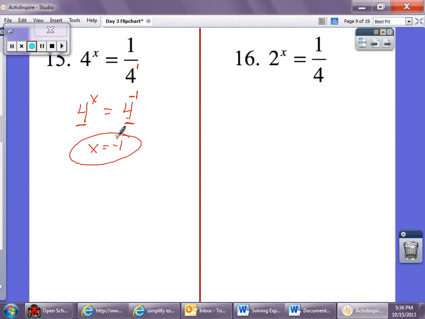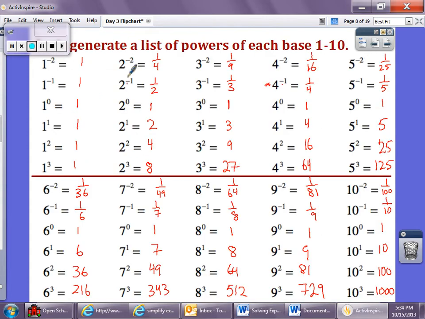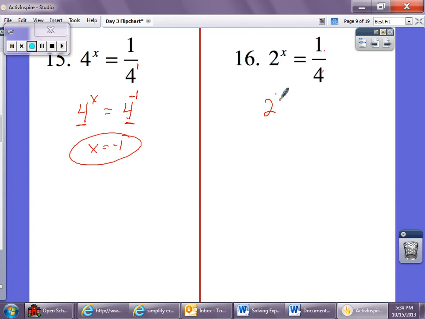So once again, we have 1/4. But this is a base of 2. So we don't want to look at the 4 column. We want to look at the 2 column. Well, here's my 2 column. Well, 1/4 is right here. So 1/4 is the same thing as 2 to the negative second. Another way we can look at it is saying that this is the same thing as 1 over 2 to the second. Well, 2 to the second in the denominator is going to be 2 to the negative second. Same bases, x is equal to negative 2.